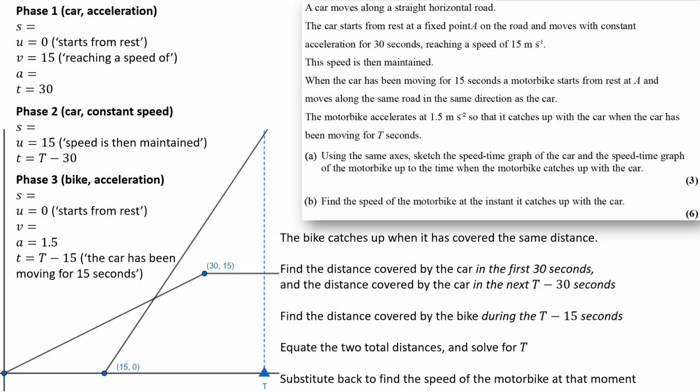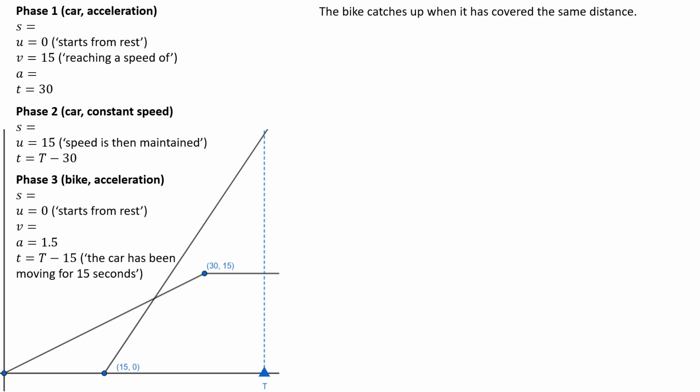At the very end, the last part of the question, find the speed of the motorbike at the instant when it catches up the car. I need to work out how fast the motorbike is going at the moment that we've already determined. So I'll go back to the motorbike phase 3 and substitute my number in. Let's give this a try.